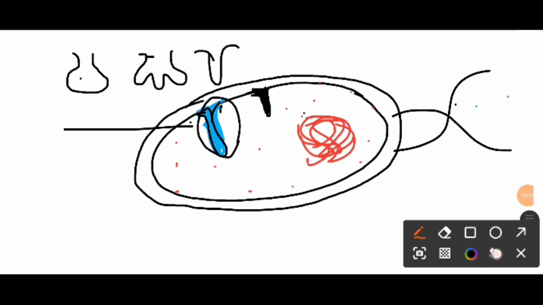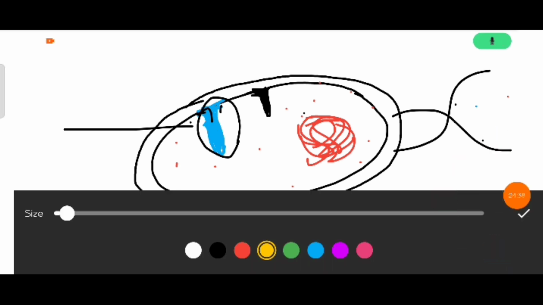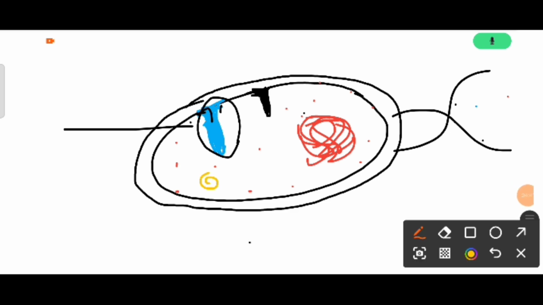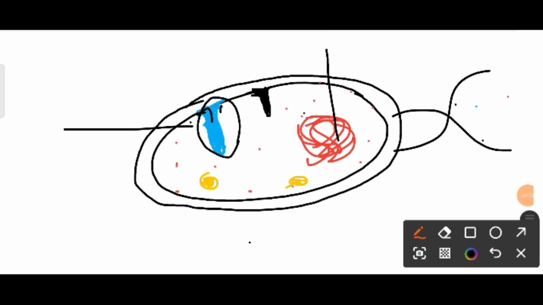Just for your understanding, I am making all this. Also we have some extrachromosomal DNA apart from the main DNA. This is the main genomic DNA. Apart from the main genomic DNA, we also have small circular double-stranded DNA. We call these plasmids. Plasmids are used as a vector in genetic engineering, about which you'll study in class 12. For now, just know that these are plasmids and they are extrachromosomal DNA.